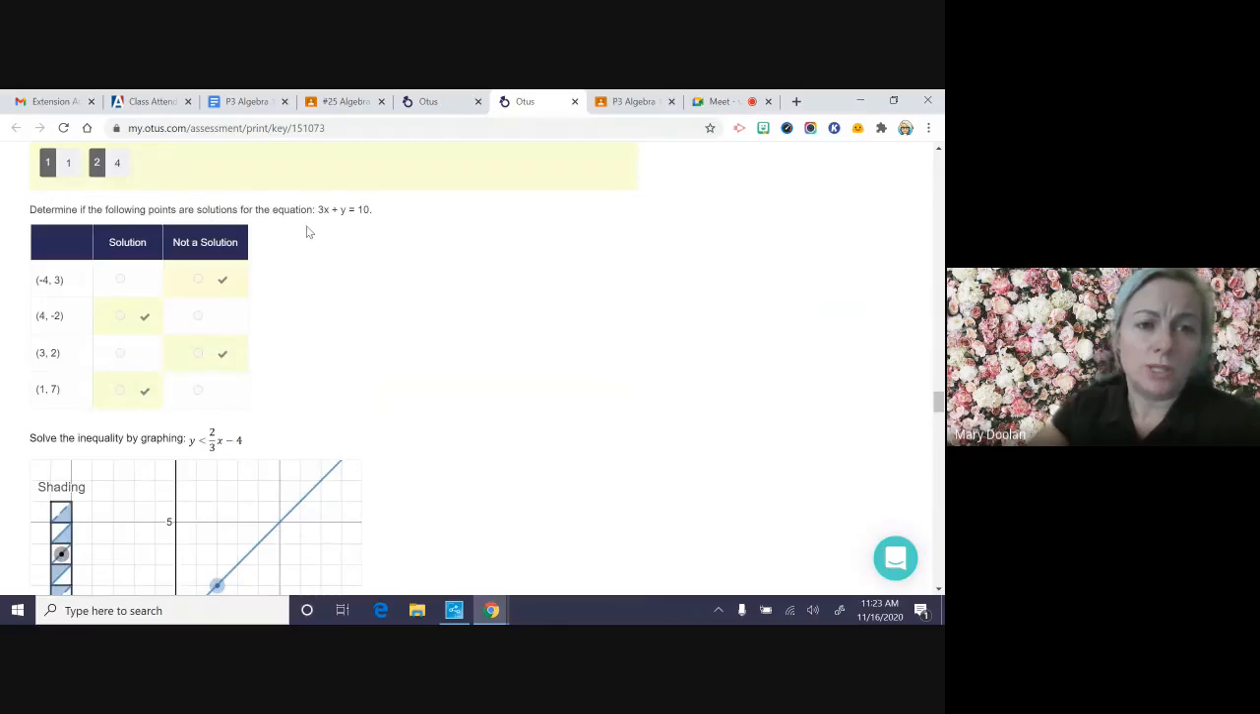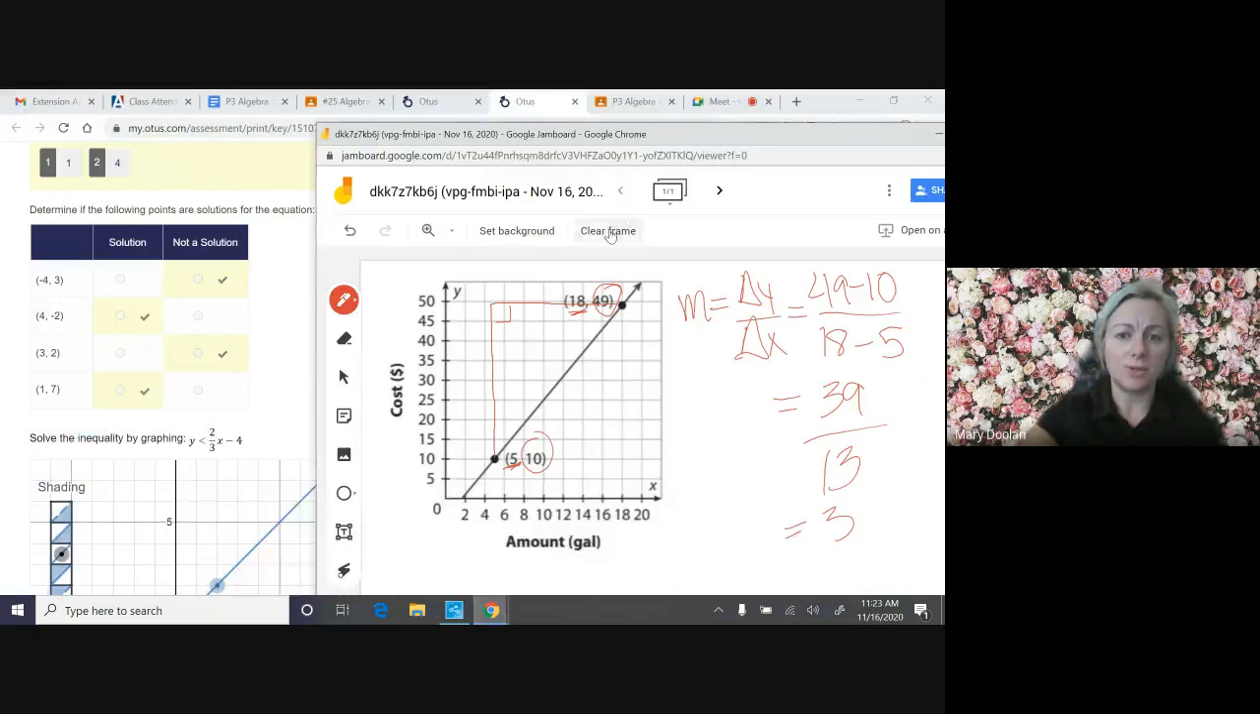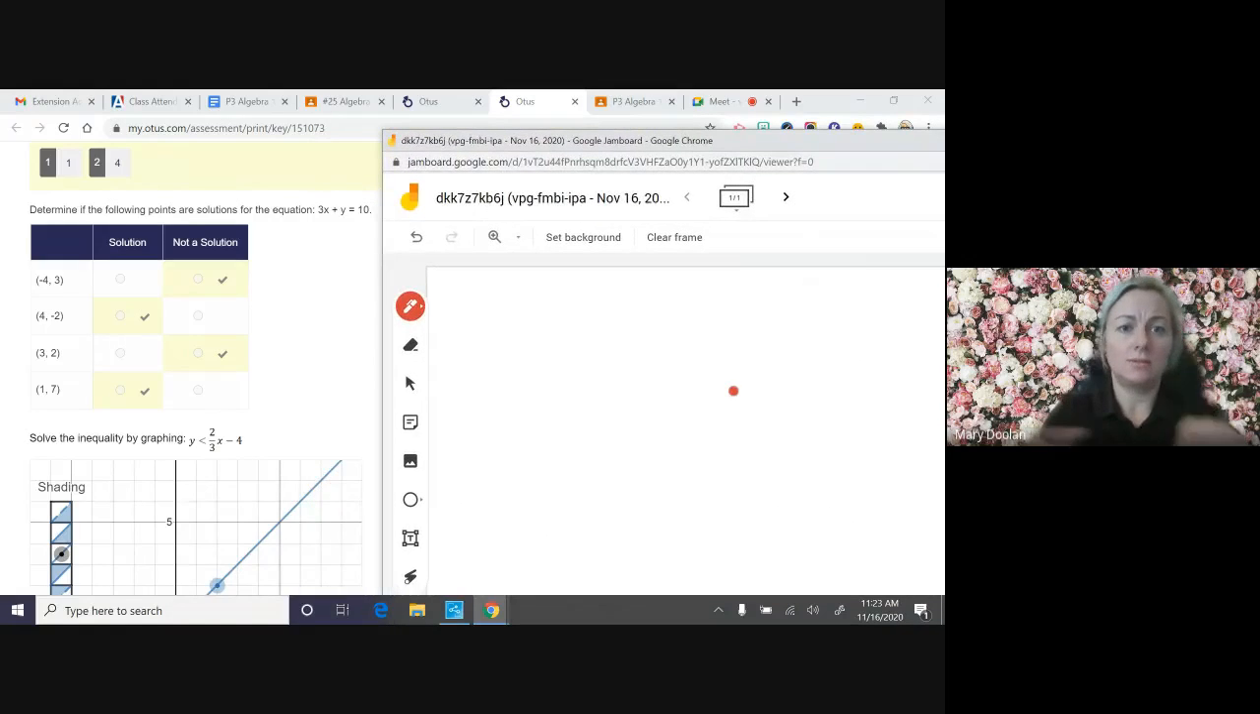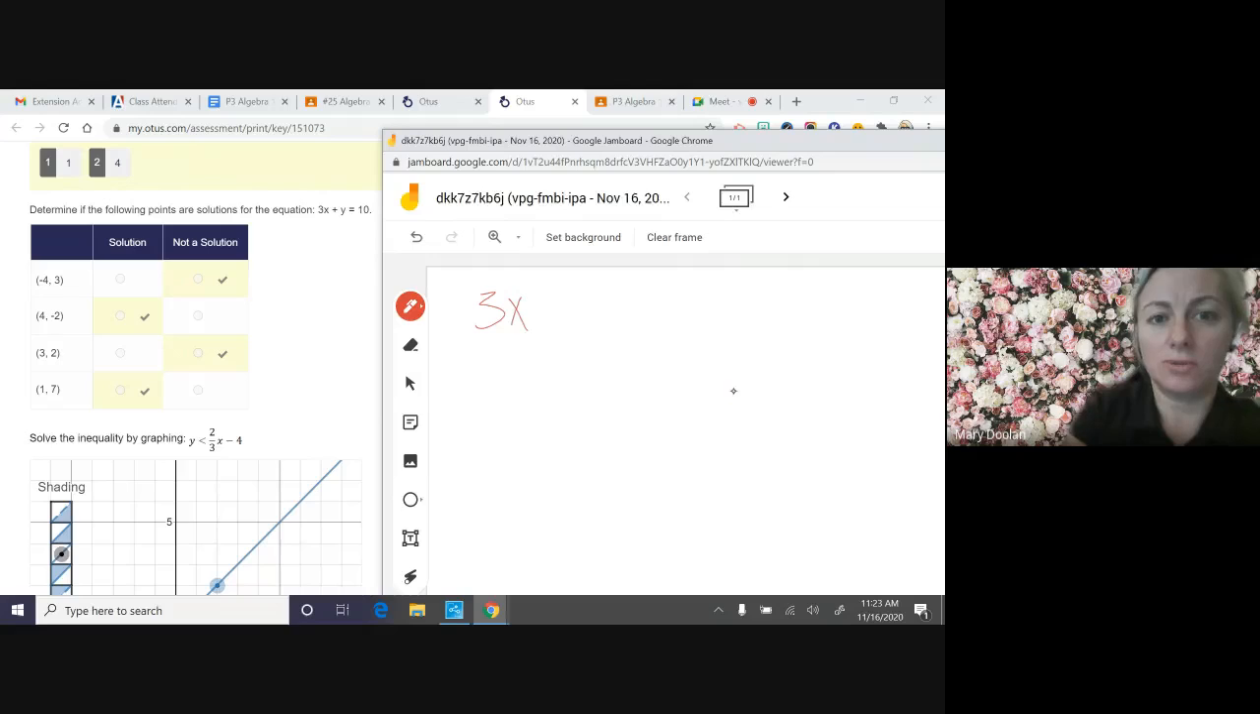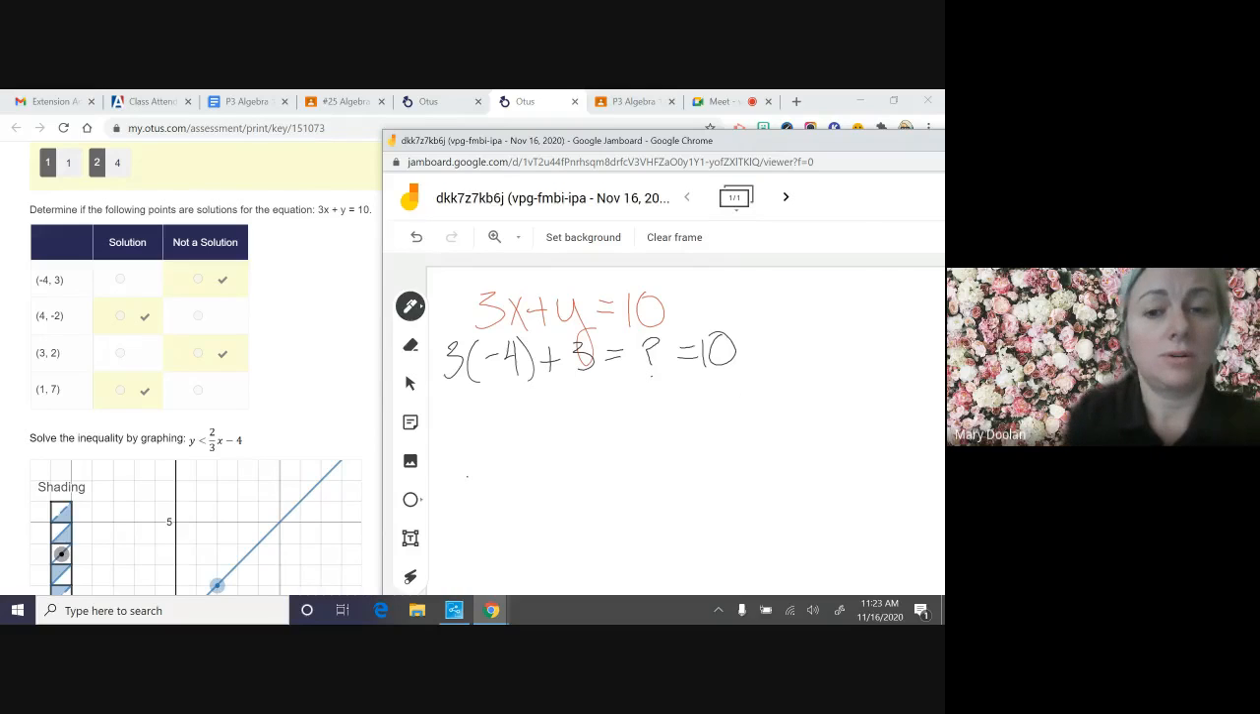Determine if the following points are solutions for the equation. Okay, 3x plus y equals 10. So the easiest way to do these kind is to just substitute in the values. So you start with 3x plus y equals 10. And then for this first one, -4 and 3, if I replace x with -4, and I replace y with 3, the question is, does that equal 10? I don't know. It says it's not a solution, so it's not going to work. This is -12 plus 3, which is, in fact, not 10. So it is not a solution.